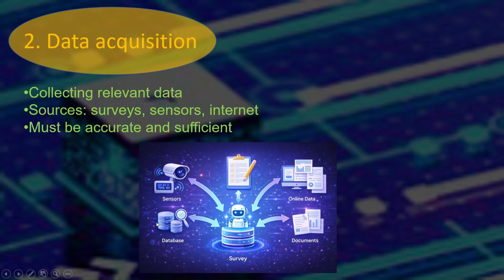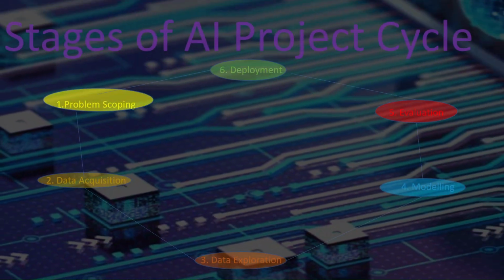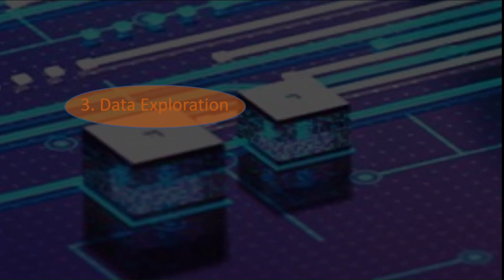We can get data from surveys, online data, documents, and databases, and from here we can get all the data. Next stage, data exploration. We have collected data in the data acquisition step. So we're going to gather the data and arrange the gathered data in a uniform way so that we can understand and interpret it. Cleaning data, understanding data, visualizing data, finding patterns in the data.